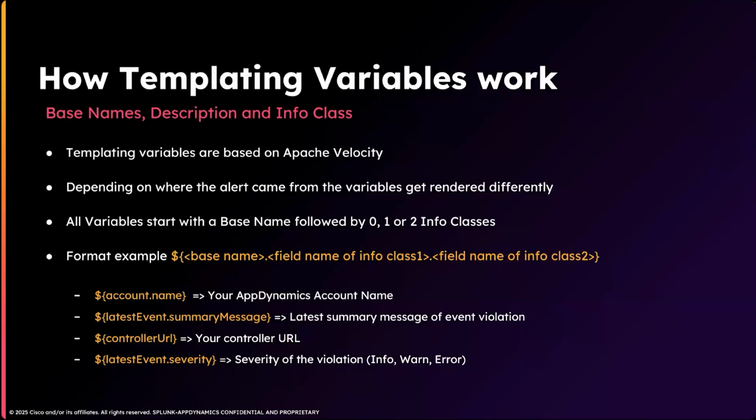The next one is controller URL. This one has zero info classes. It's just a string, and we'll see it on the next page when we get there, but it has no info classes at all.